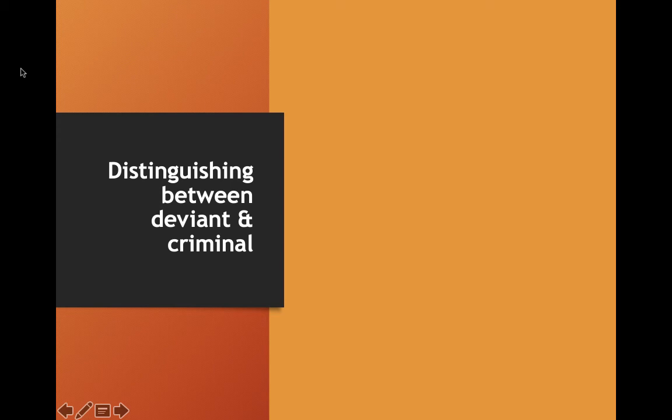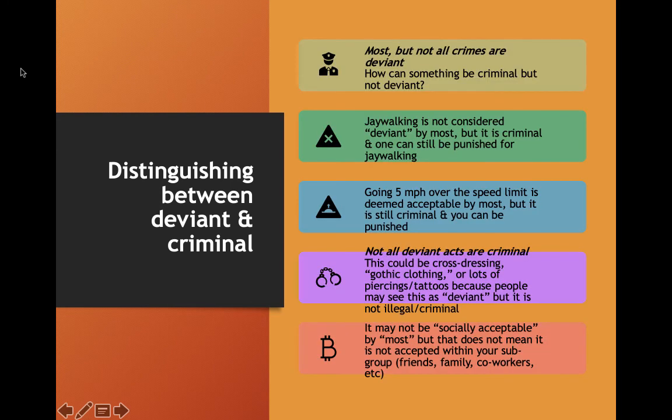All right, so how do we distinguish between a deviant and a criminal? Well, most, but not all crimes are deviant. So how can something be criminal but not deviant? Well, for example, jaywalking is not considered deviant by most. That means if you walk across the street where you're not allowed to walk across the street because you might get hit by a car, but it is criminal and you can still be punished through a fine, depending on where you're at, because of the fact that it is criminal. However, again, it's not considered deviant.